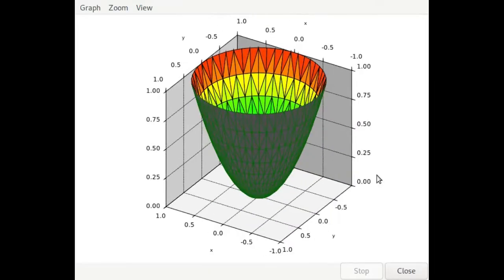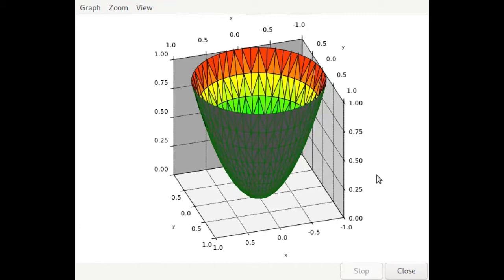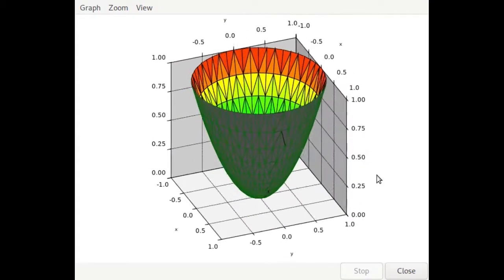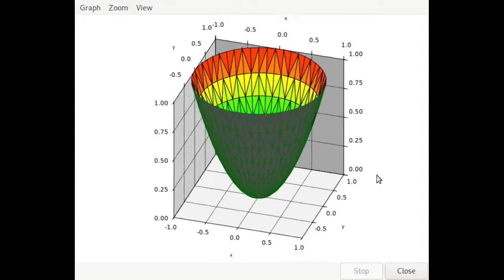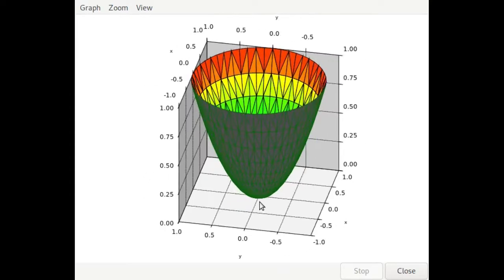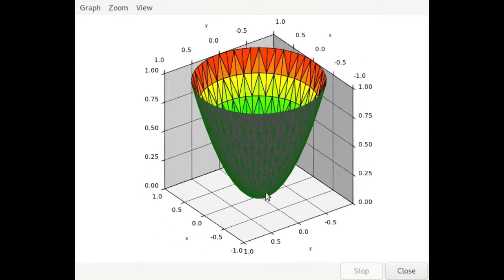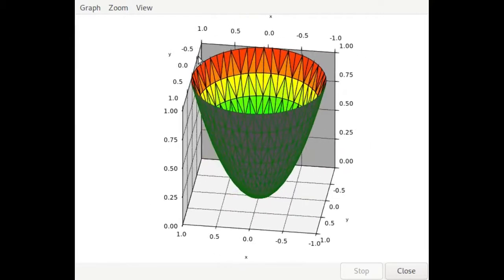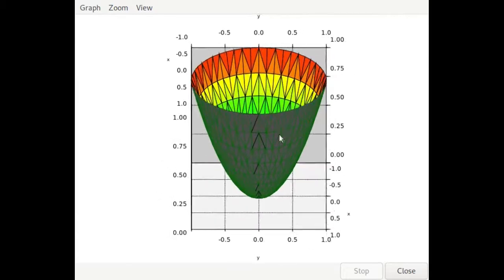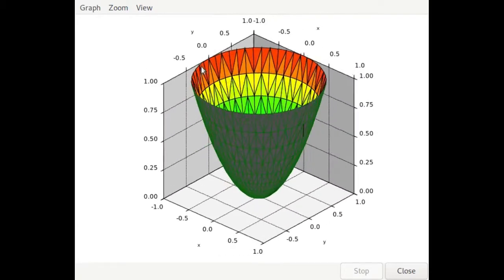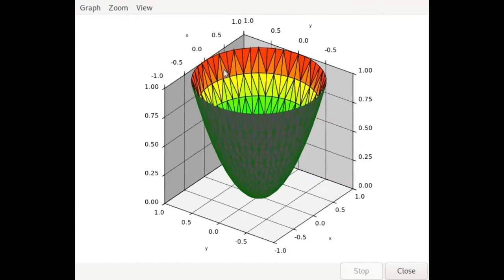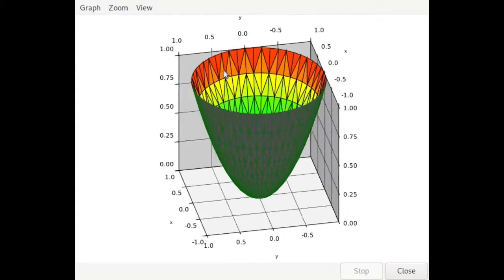So here we have the graph of x squared plus y squared over the inside of the unit circle, and you can see that it has a minimum at the origin. That's the bottom over here, and that's where it's 0, right? And everywhere along the unit circle it's 1, right? So that's the maximum. That's the most it is.